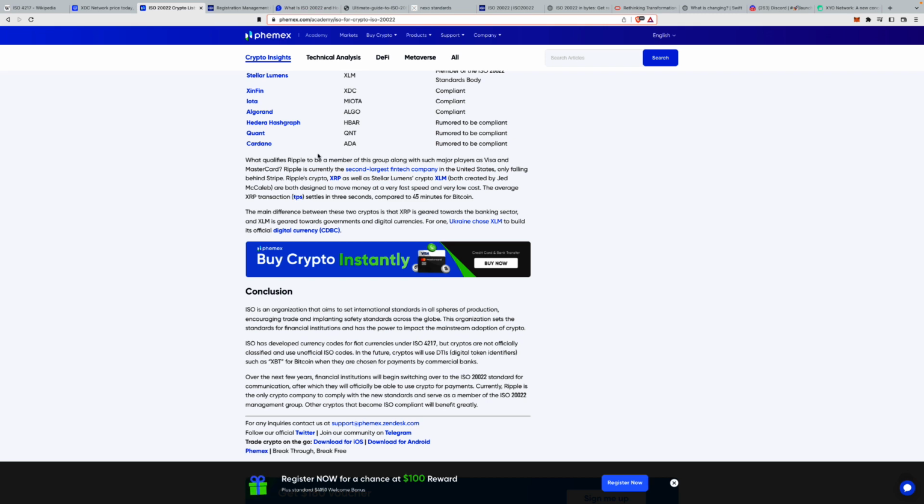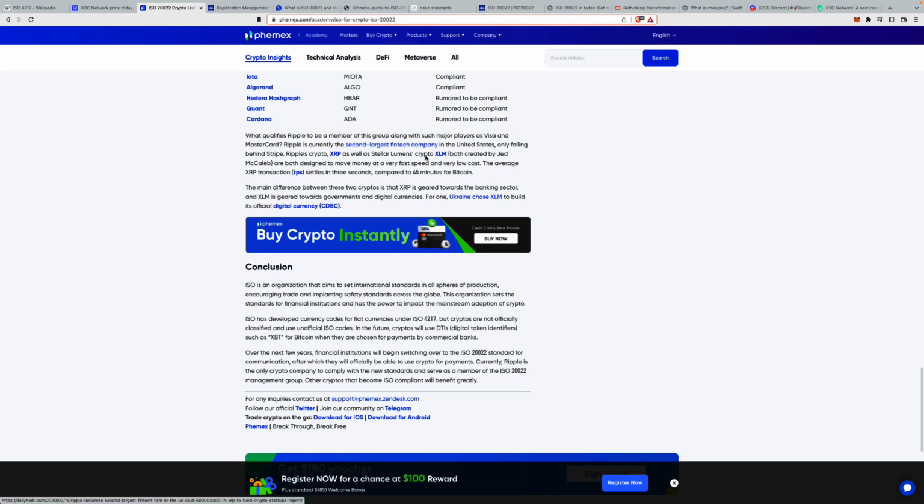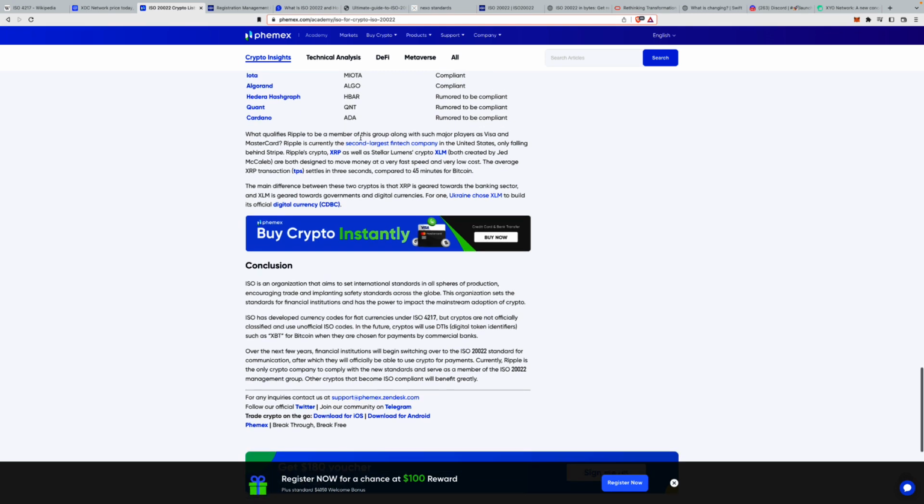What qualifies Ripple to be a member of this group along with such major players as Visa and MasterCard? Ripple is currently the second largest fintech company in the US, only falling behind Stripe. Ripple's crypto XRP as well as Stellar Lumens crypto XLM, both created by Jed McCaleb, are designed to move money at a very fast speed and very low cost. The average XRP transaction settles in 3 seconds compared to 45 minutes for Bitcoin.